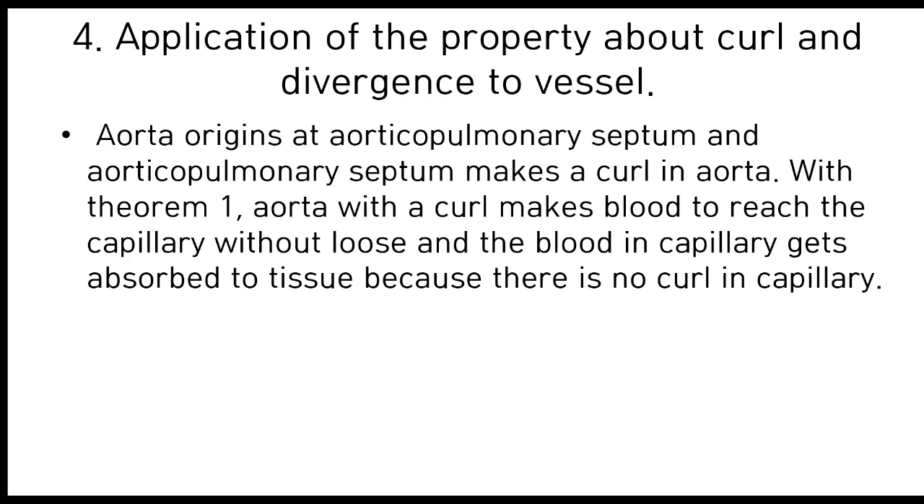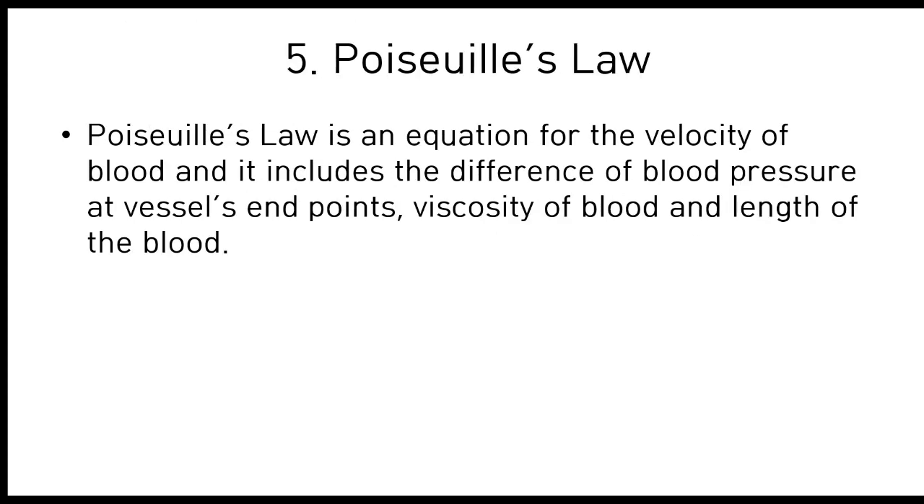Aortic origins, application of the property about curl and divergence to vessel. Aorta originates at aorticopulmonary septum, and aorticopulmonary septum makes the curl in aorta. With theorem 1, aorta with a curl makes blood reach the capillary without loss, and the blood in capillary gets absorbed to tissue because there is no curl in capillary.